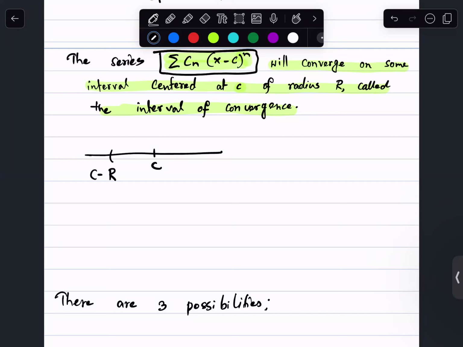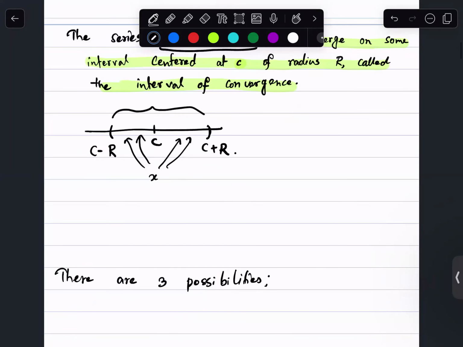If you take C minus R and then C plus R, then we'll see soon that in this interval, for every series, there is such an R for which I'll get this interval. And for any X inside this interval, the series will converge. So that's why this is called the interval of convergence.